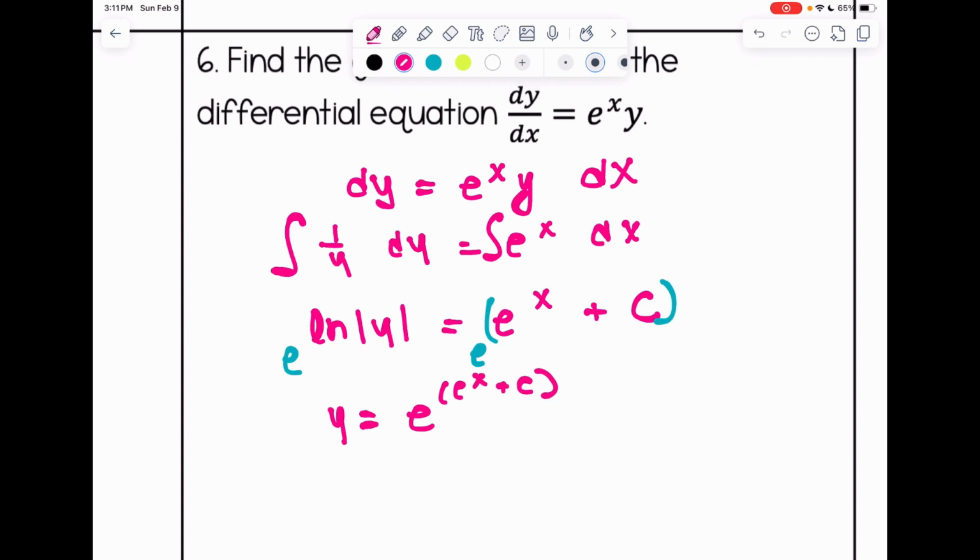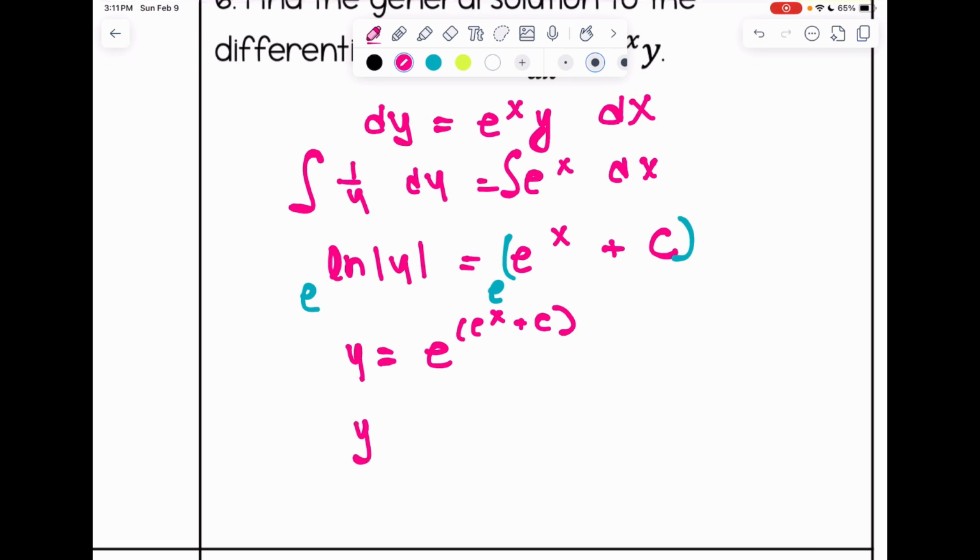Now, we talked about in the previous problem how we could rewrite that right side as e to the x times e to the c. But now that I'm getting used to this idea that this is going to happen in these problems, I'm just going to know to bump that c to the front, and I have c times e to the x power.